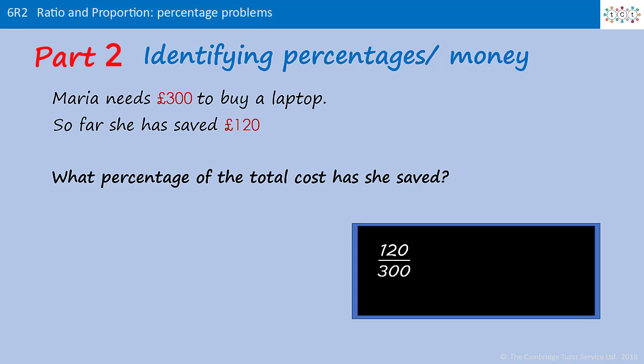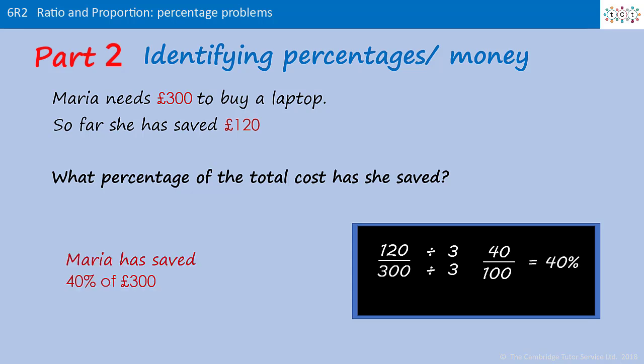To find the percentage, we need to turn that denominator into 100. So we divide 300 by 3 to get 100. Because we've divided the denominator by 3, we need to divide the numerator by 3. 120 divided by 3 is 40. That gives us 40 over 100, which is 40%. Maria has saved 40% of £300.